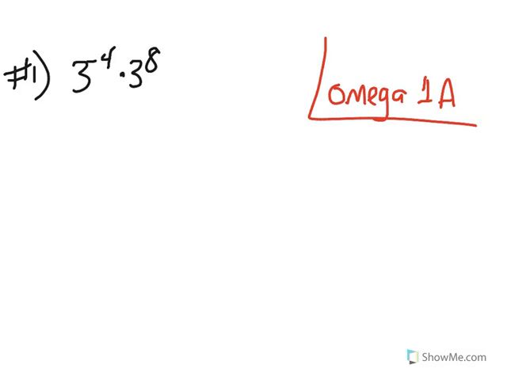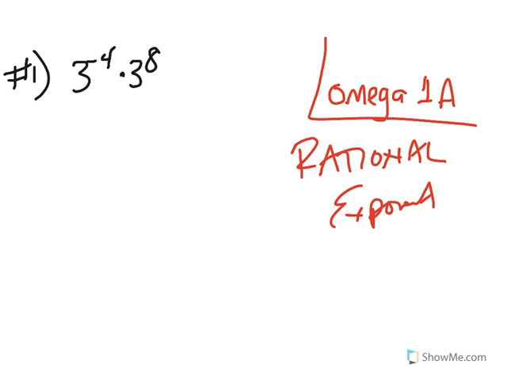Alright, this is the Omega 1A homework, which is irrational exponents. First problem, we've got 3 to the negative 4 times 3 to the 8th.